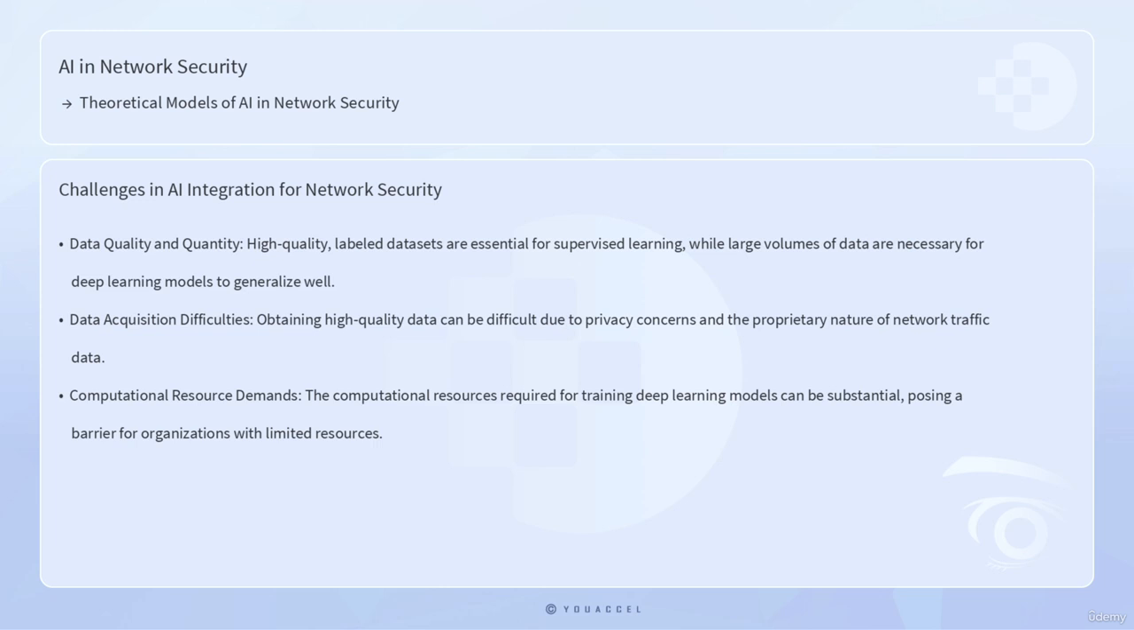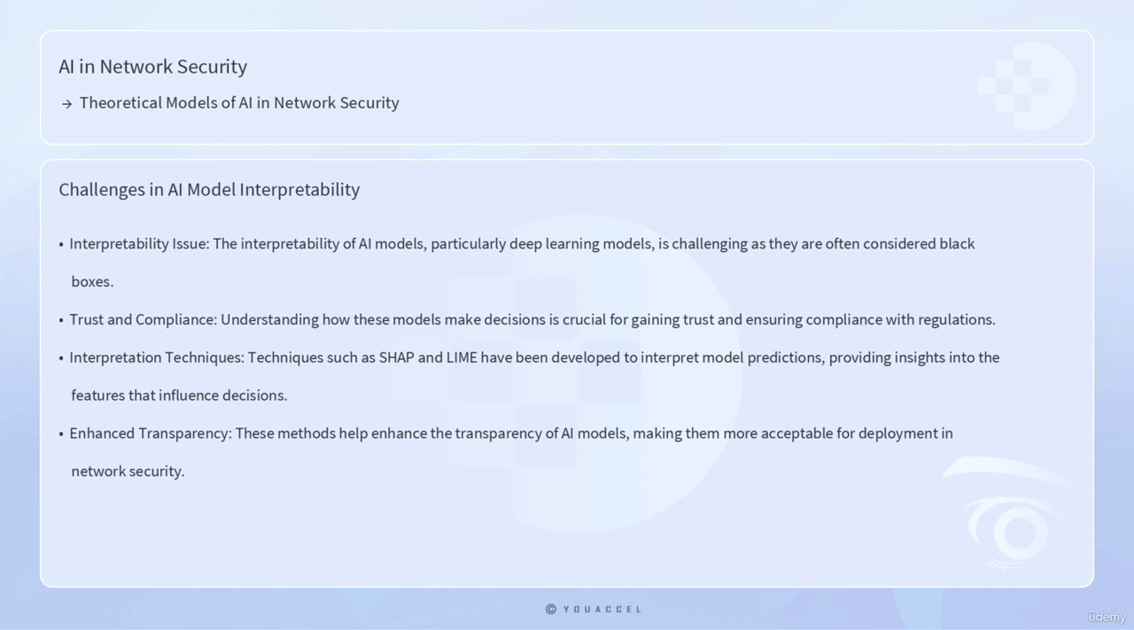Another challenge is the interpretability of AI models, particularly deep learning models, which are often considered black boxes. Understanding how these models make decisions is crucial for gaining trust and ensuring compliance with regulations. Techniques such as SHAP and LIME have been developed to interpret model predictions, providing insights into the features that influence decisions. These methods help enhance the transparency of AI models, making them more acceptable for deployment in network security.